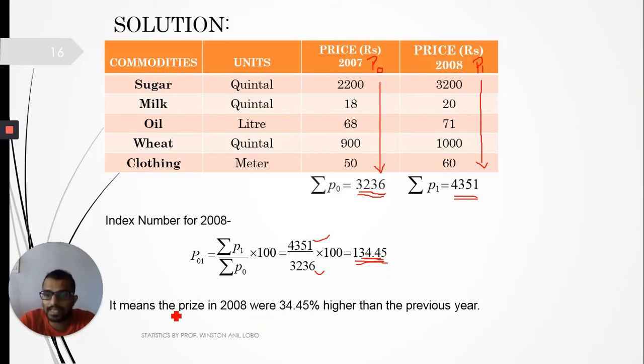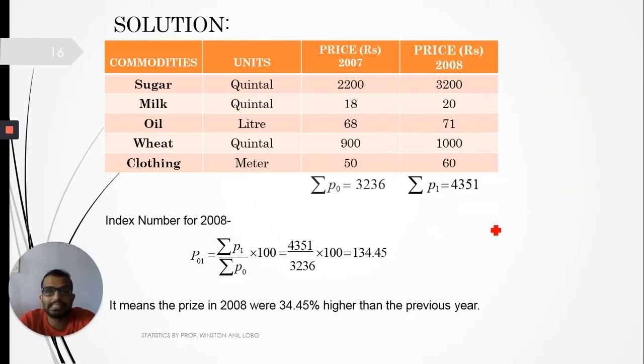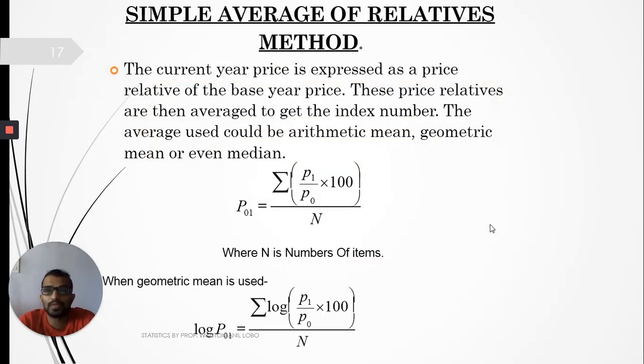We say it means that the prices in 2008 were 34.45% higher than the previous year. In the year 2008 the prices are higher by 34.45% compared to that of 2007. Isn't this easy? Yes, it is easy, students. That is called simple aggregative method, and in fact it is a very, very simple method. Let us move to the next part.